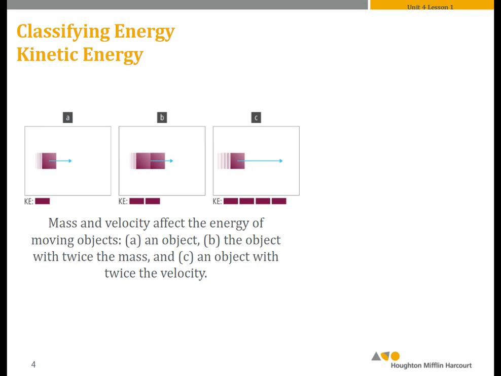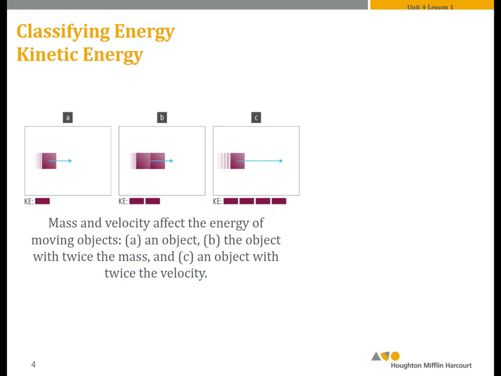Here we see a visual depiction of the effects of mass and velocity. In image A, we see an object of mass. We'll just say that's a mass of one because there's one block. A mass of one moving at a speed. We can see the speed indicated by the length of the blue vector. Remember, the length of the arrow tells us the magnitude of the vector, which is velocity. So we see an arrow with a length of one, and so we see it has 1 unit of kinetic energy.